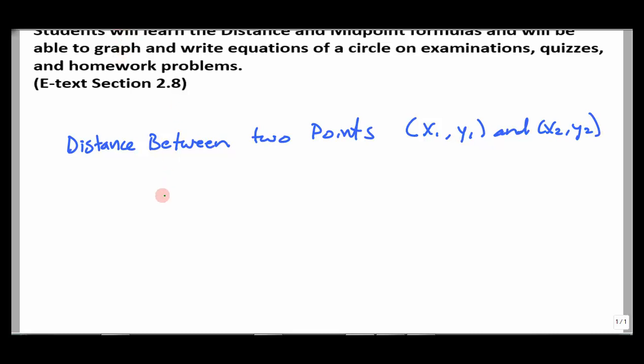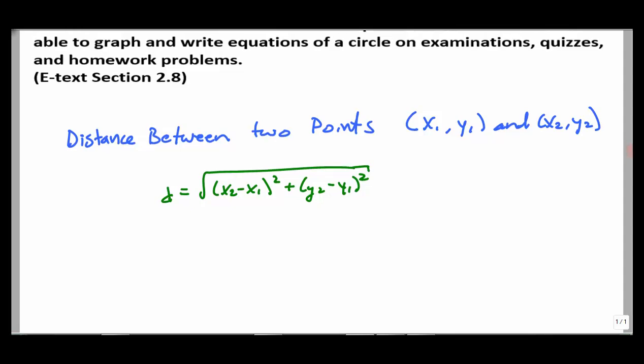Well, the distance between these 2 points then is the square root of the difference in the x plus the difference in the y, and each of those individual values are squared. So the difference in the x values, quantity squared, plus the difference in the y values, quantity squared. When I add those together after I square them and take the square root, that's my distance formula. And this just comes directly from Pythagorean's theorem.